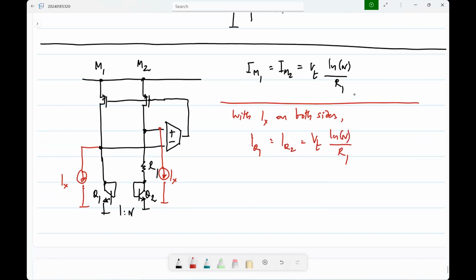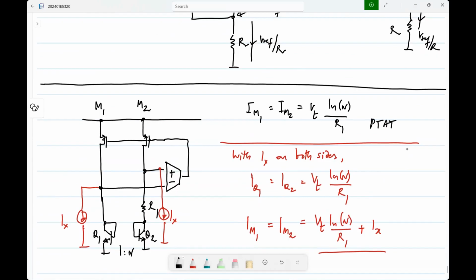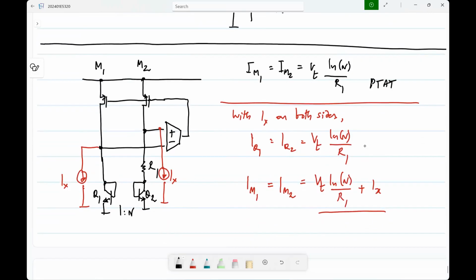This part will still be the same. So now what will be the currents through the MOS transistors? It is VT log N by R1 plus Ix. Now earlier, the current through the MOS transistors was proportional to absolute temperature. Now it is this proportional to absolute temperature plus something else.